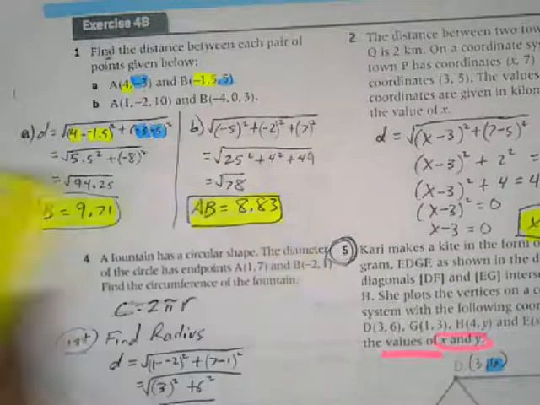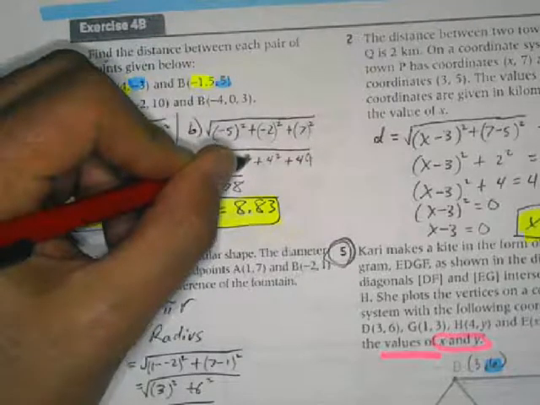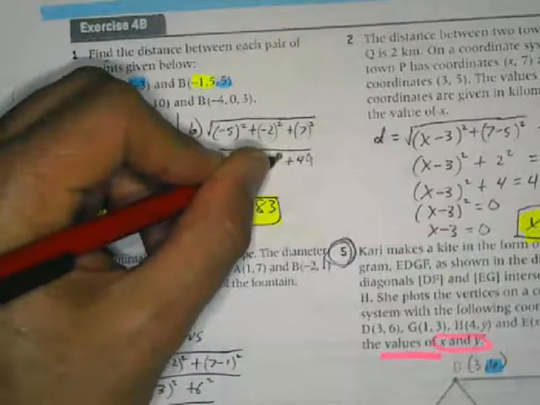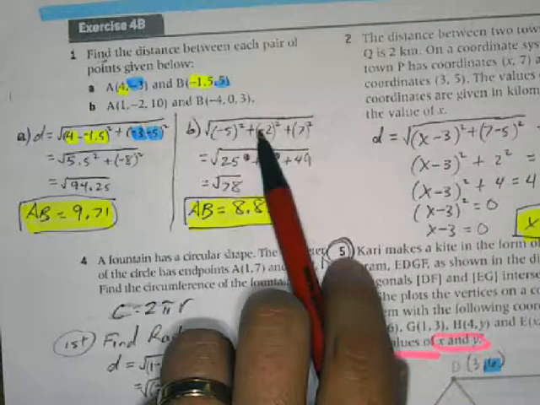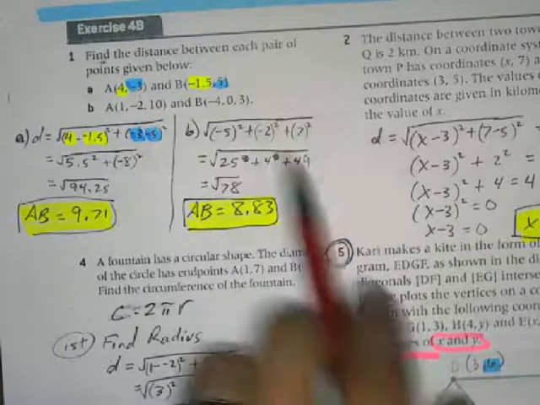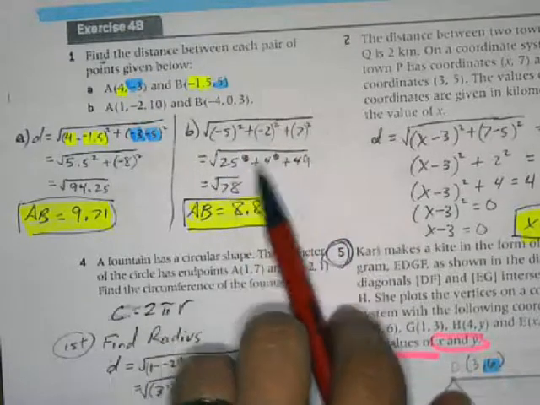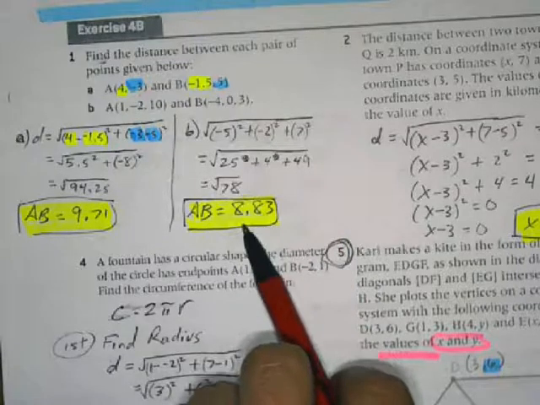And why did I write squared after we square that? That was silly of me. Okay, so 5 squared is 25, 2 squared is 4, 7 squared is 49. And of course, when we square negative numbers, they become positive. Add these together, you get 78. Take the square root, we get this.